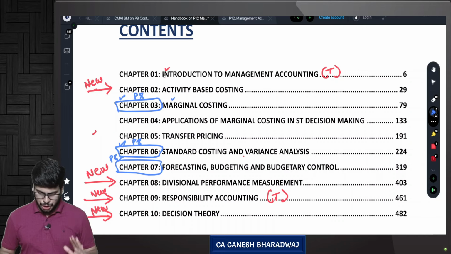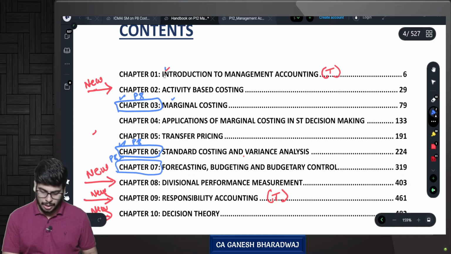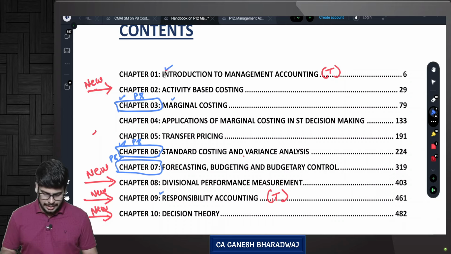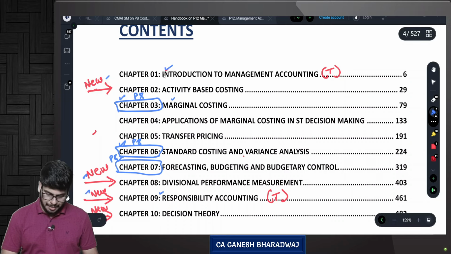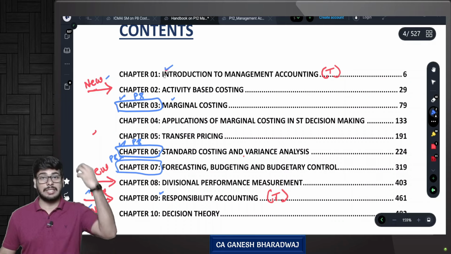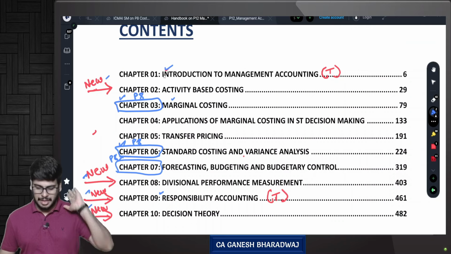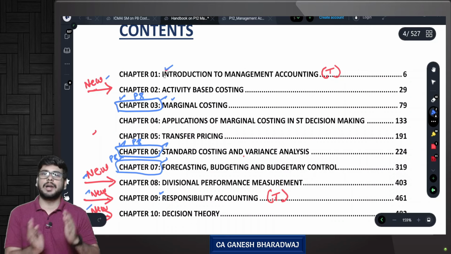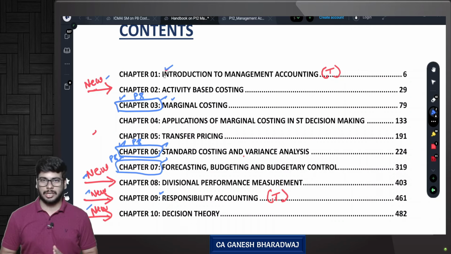So to put it short, out of the 10 chapters that you've got, the first and the 9th chapter are non-numeric chapters. The other 8 chapters are numerical chapters. Then out of these 10 chapters, 4 chapters have been introduced for the very first time in your CMA inter level itself. And out of these 10 chapters, 3 chapters overlap with your paper 8 cost accounting. Clear? So this is all about an overview of this paper 12 management accounting.